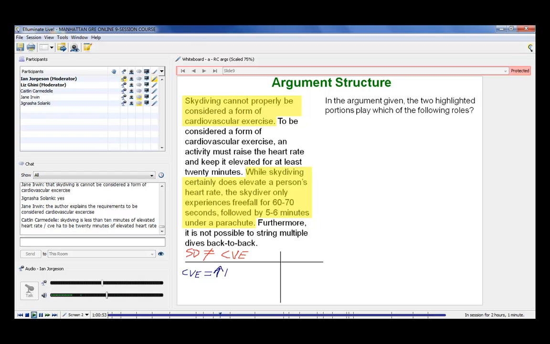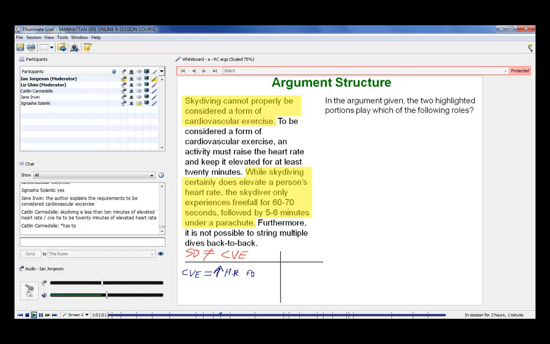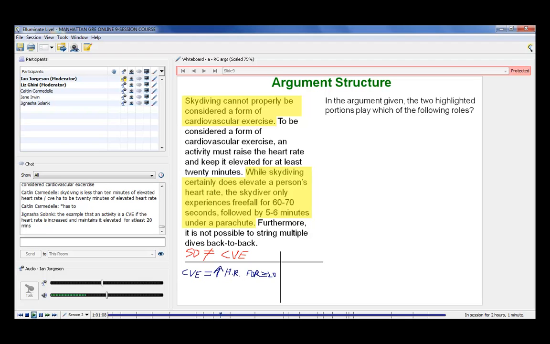Okay, so cardiovascular exercise equals, right, elevate the heart rate. And if I could draw a heart, I would, but I can't. So the heart rate for at least 20 minutes, right? Sorry for my horrible handwriting here. Let me move this over and give myself a little bit more room. Okay, we need it to elevate our heart rate for at least 20 minutes. Okay, so greater than or equal to 20 minutes.